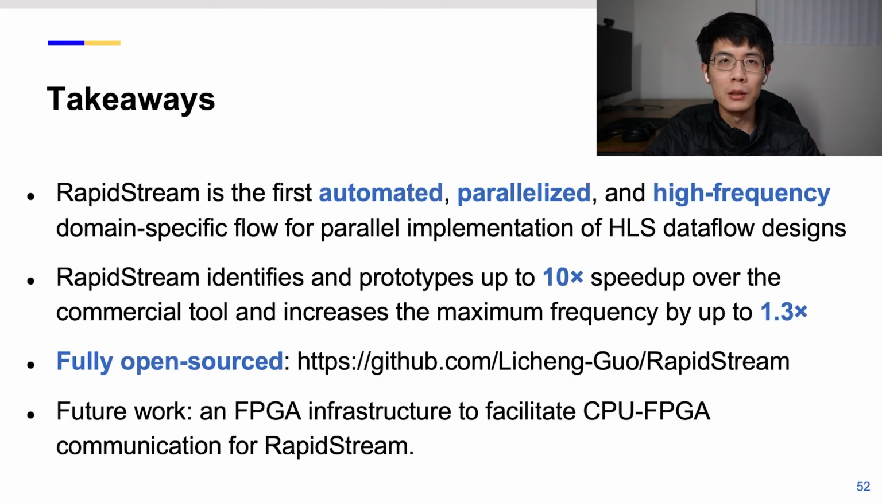Now let me summarize the work. To the best of our knowledge, RapidStream is the first automated, parallelized, and high-frequency CAD flow for HLS dataflow designs. It identifies and prototypes up to 10 times speedup compared to a commercial tool, and increases the frequency by up to 1.3 times.